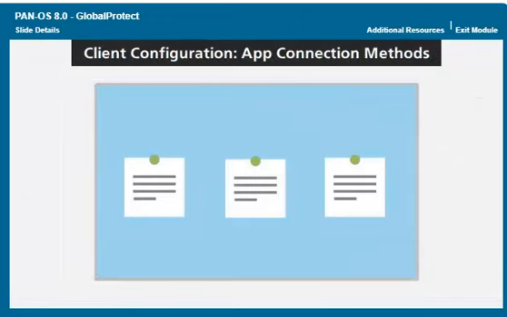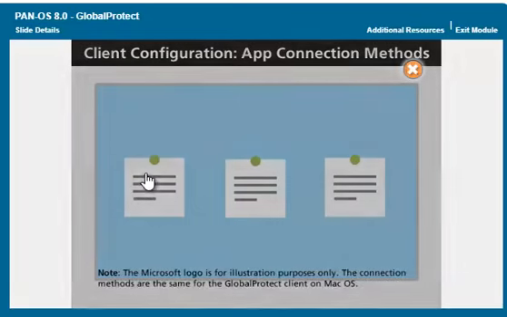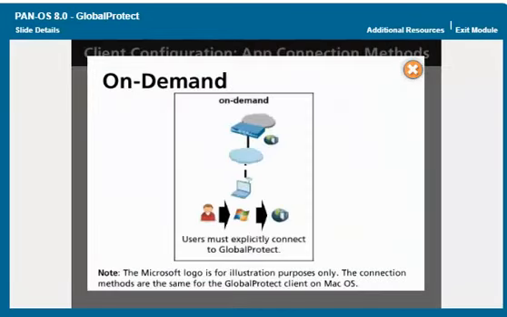GlobalProtect supports three methods for client connections. On Demand allows users to establish a connection on demand. With this option, the user must explicitly initiate the connection.